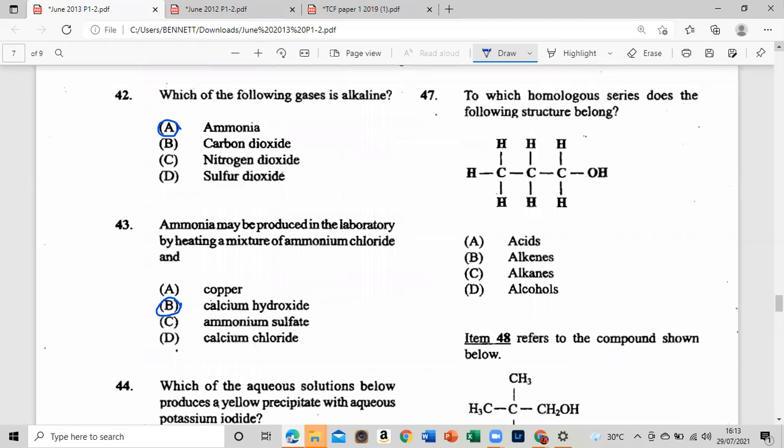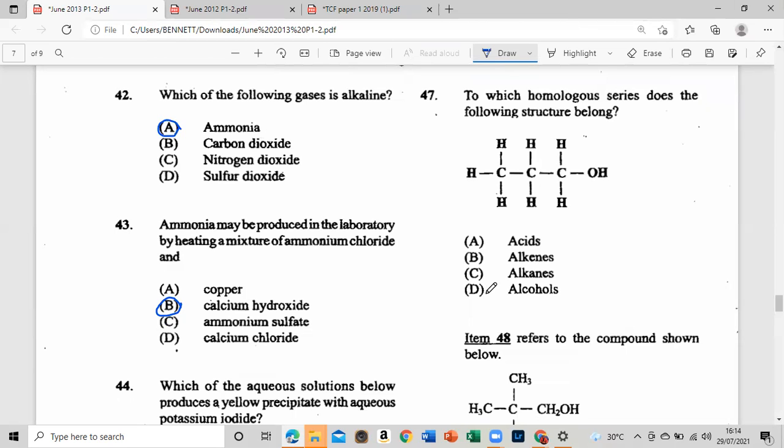To which homologous series does the structure belong? Is it acids, alkanes, alkenes, or alcohols? And that one, 47, is a repeat. What's the answer for 47? That is E.